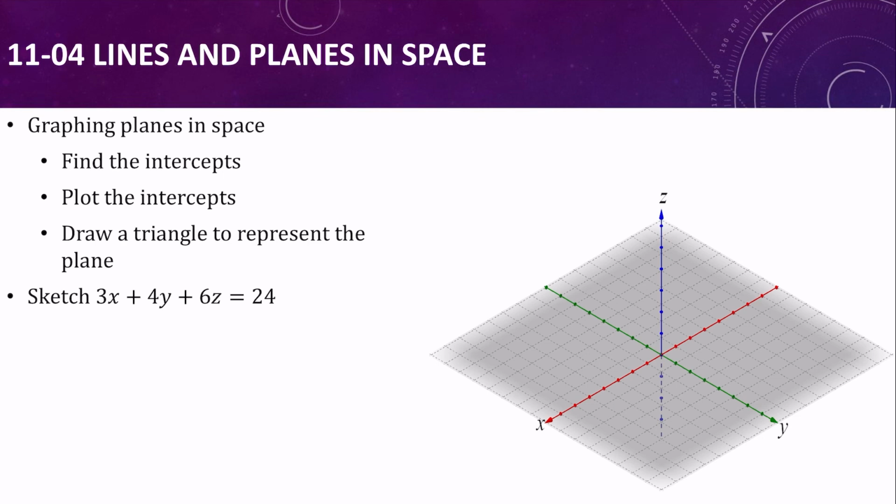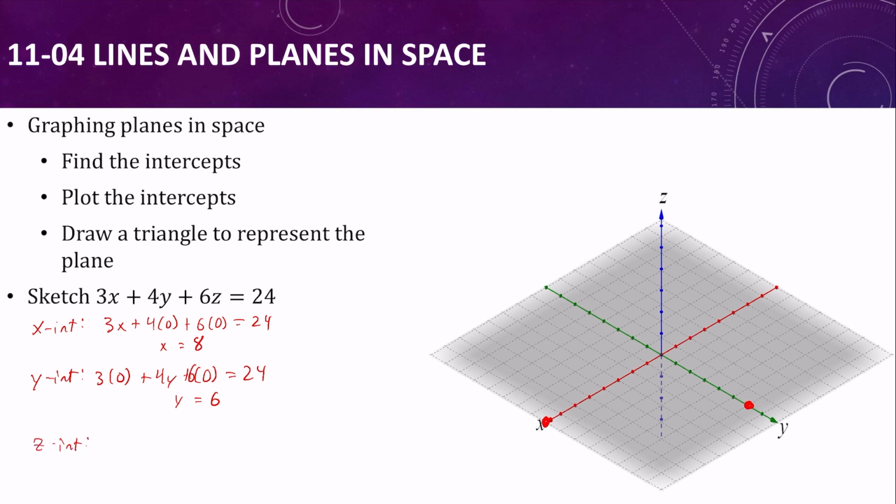So let's sketch that. First of all, we need to find the intercepts. Find the x-intercept. You let the other variables be 0. And we'll get x is 8. And I can put that on my graph. Then find the y-intercept. The y is y, everything else is 0. I think you get y is 6. Put that on the graph, on the axis.